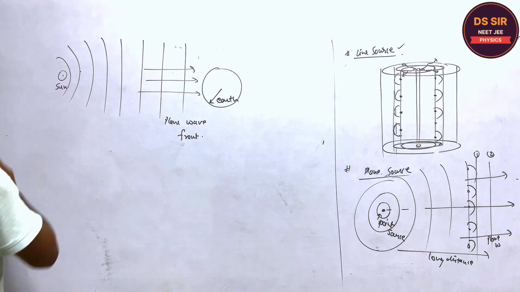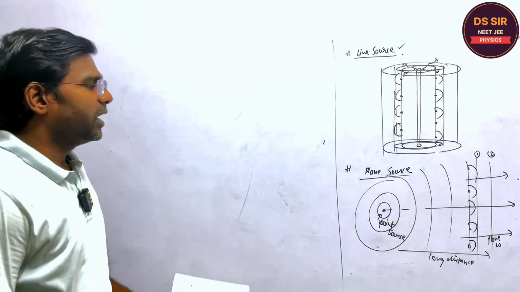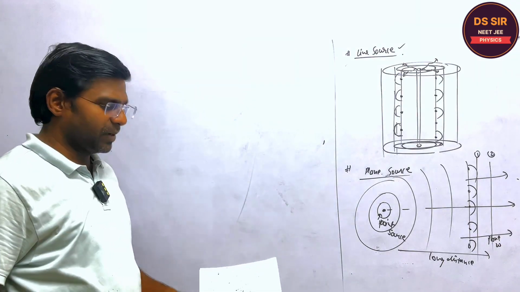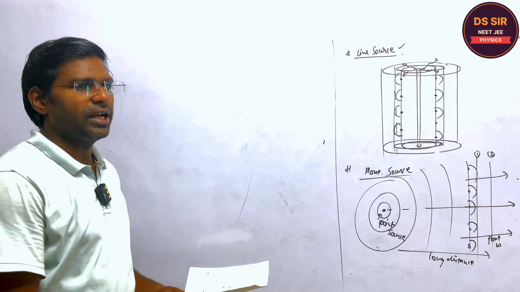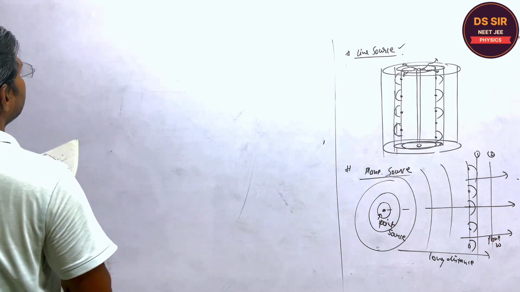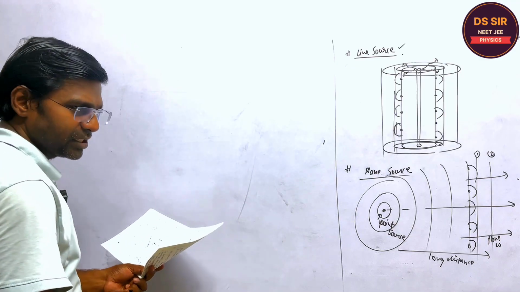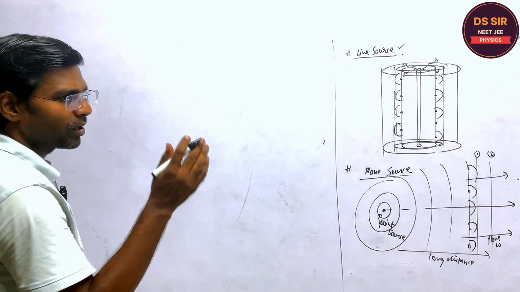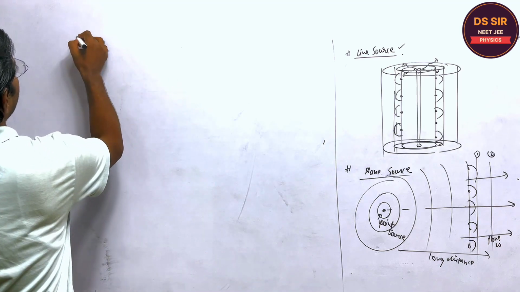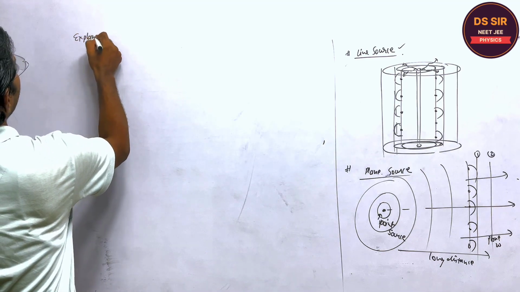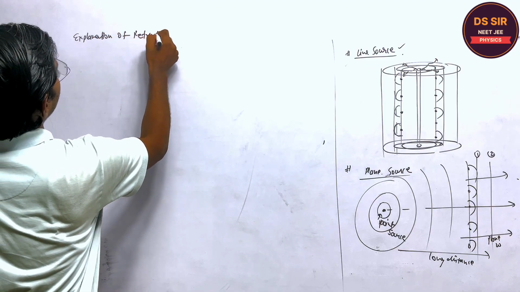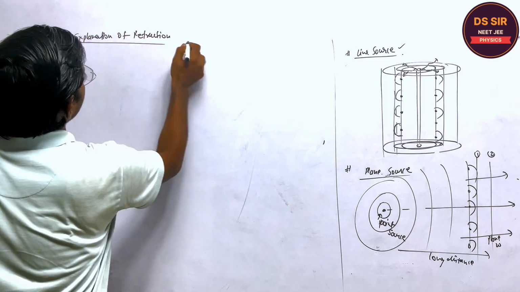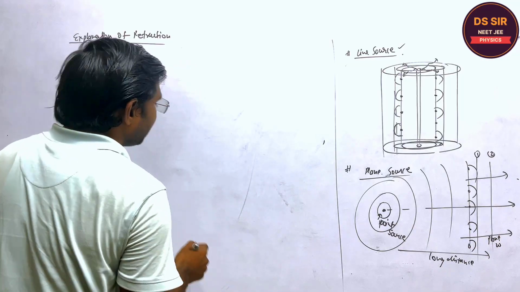Copy this. So on the basis of the Huygens principle, we can explain the reflection and the refraction, right? Huygens was the scientist who explained the reflection and the refraction. Explanation of refraction, right, using the Huygens principle.